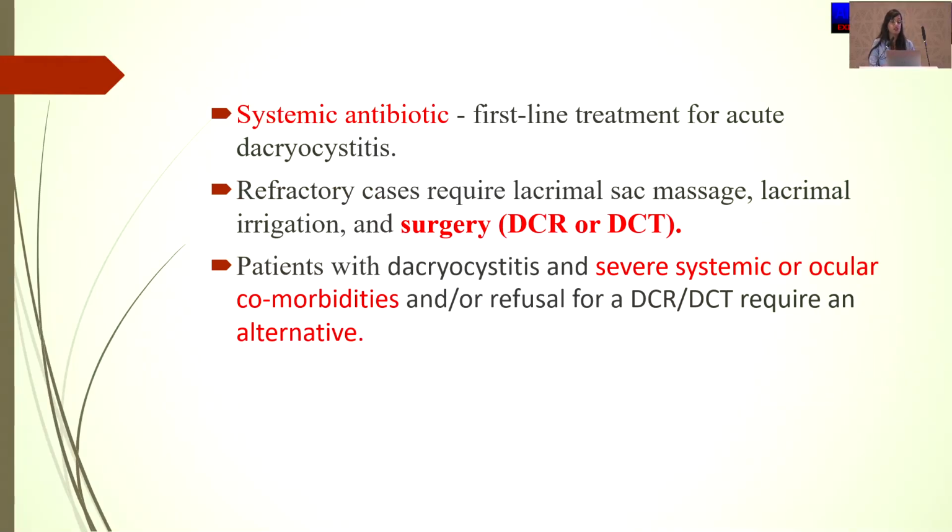Systemic antibiotics are the first treatment for acute dacryocystitis, and refractive cases require lacrimal sac massage, lacrimal irrigation, and surgery like DCR or DCT. Patients with dacryocystitis and severe systemic or ocular comorbidities and/or refusal for a DCR or DCT require an alternative.